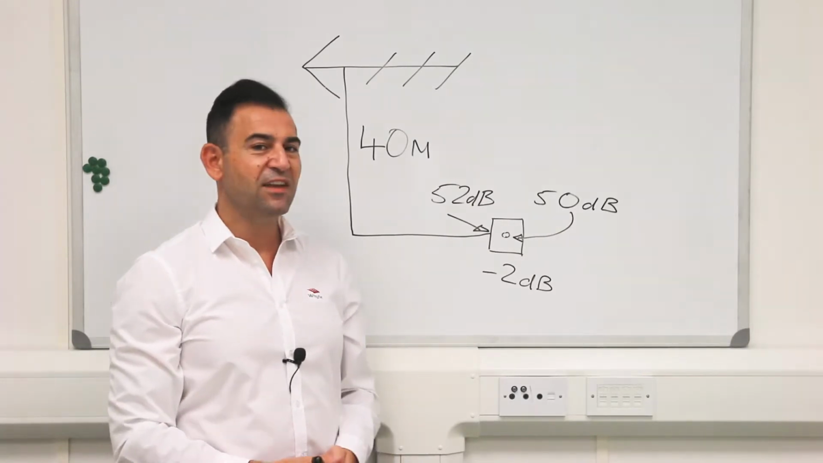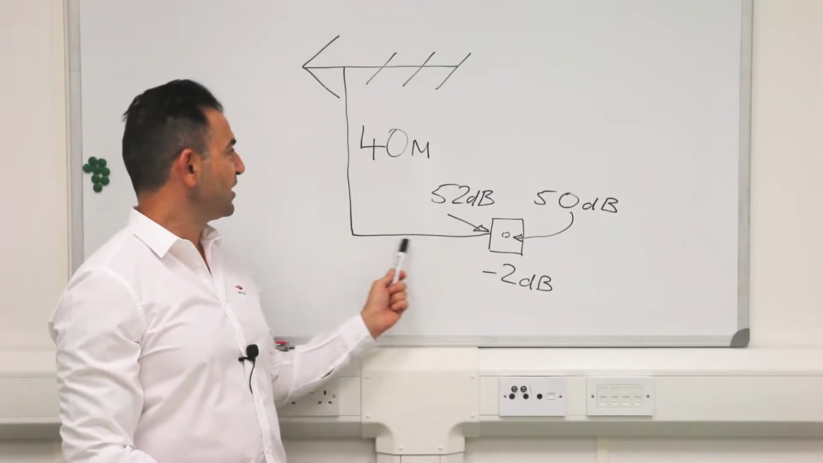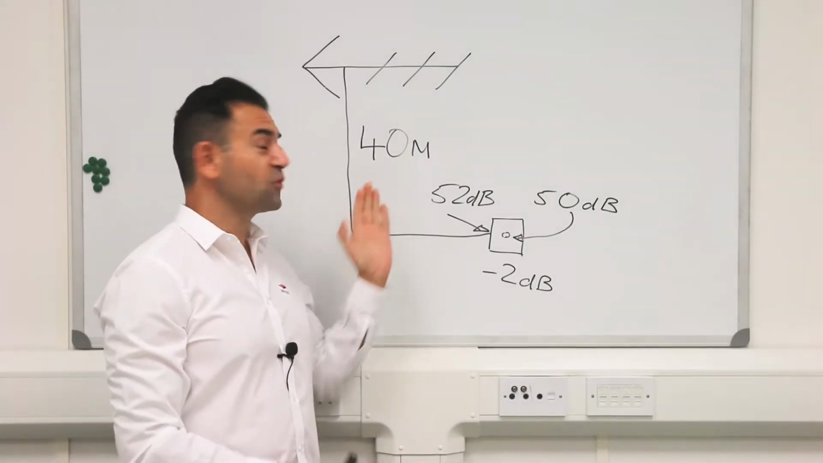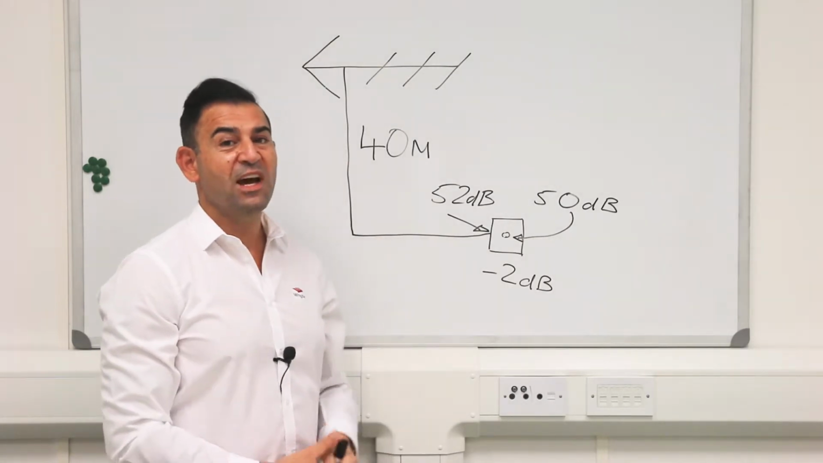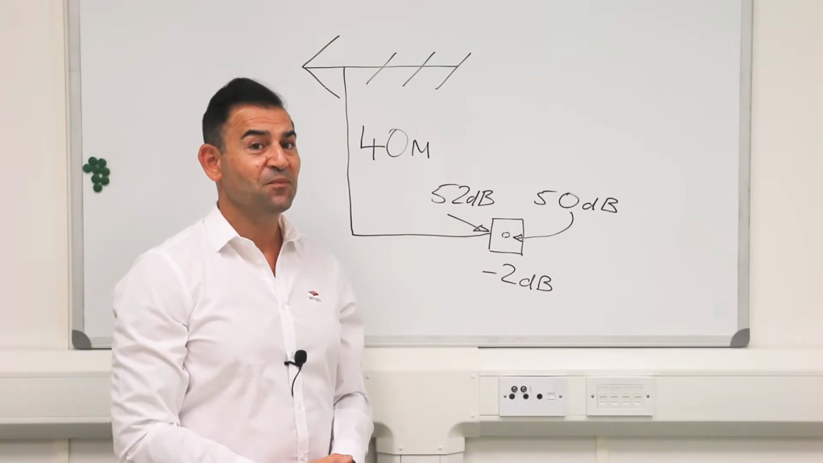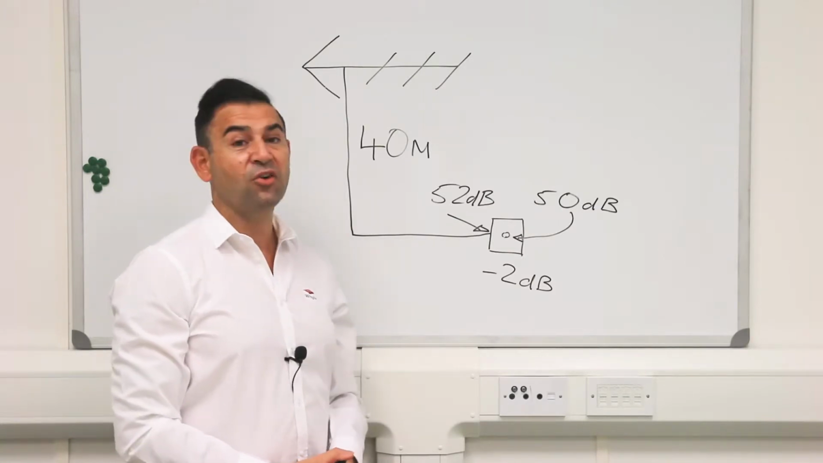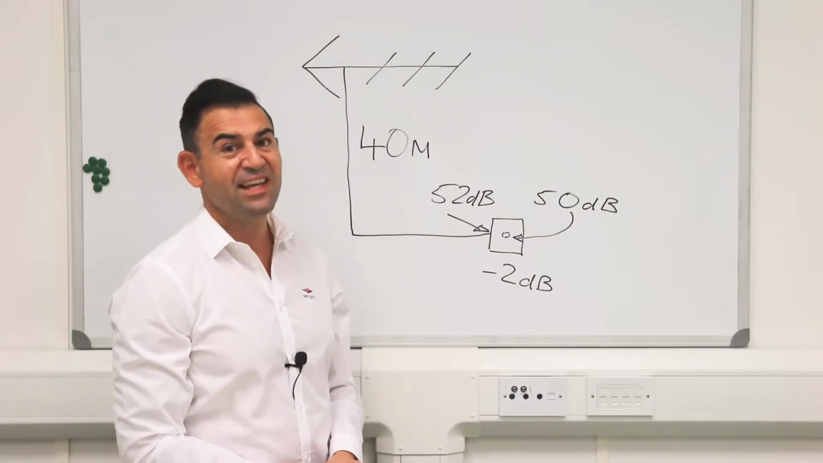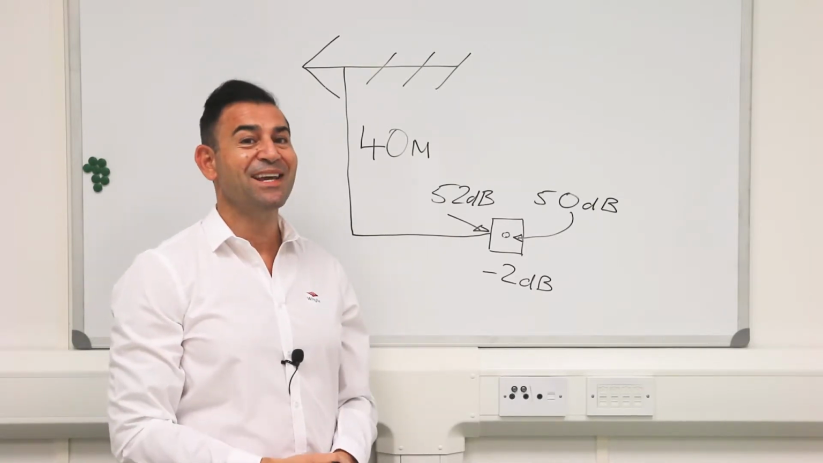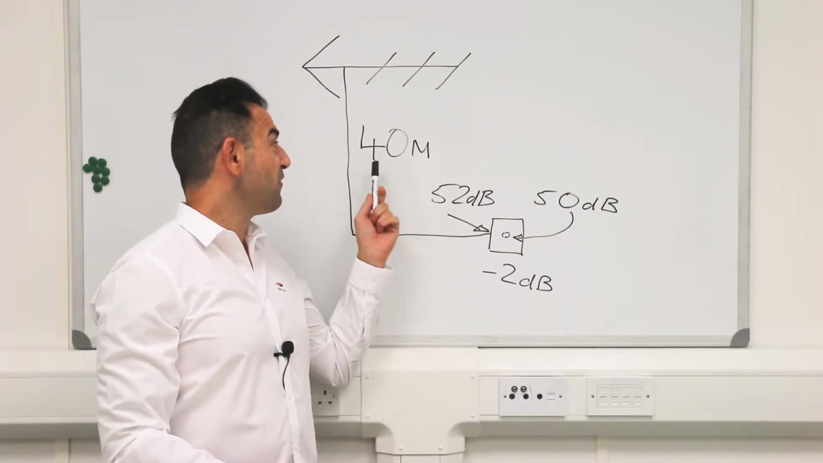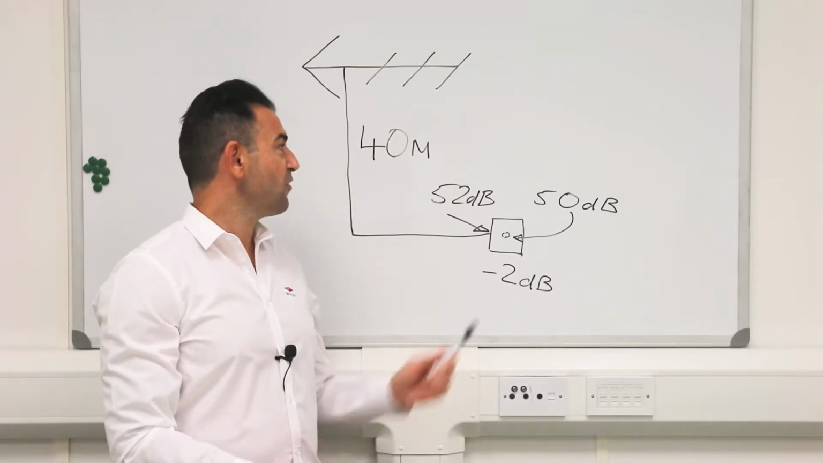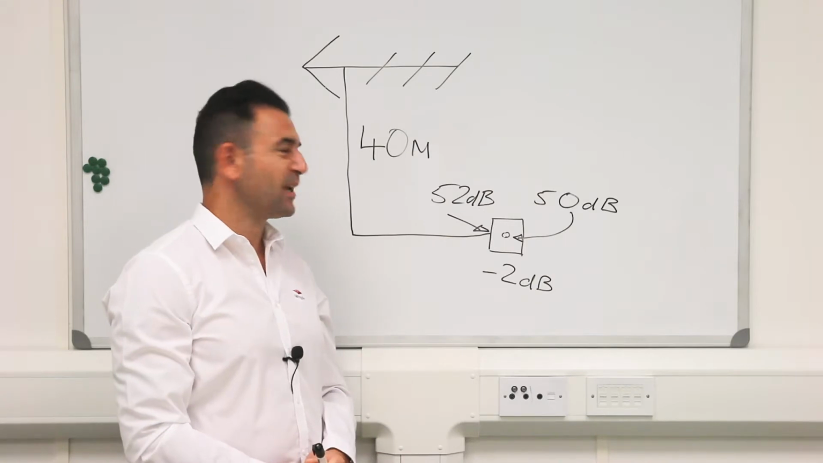Okay, let's look at the next level up, which is the coaxial cable itself. Now, I've got 40 meters of coaxial cable, and we saw earlier that the maximum loss on terrestrial is 2 dB per 10 meters. So if it's 2 dBs per 10 meters and I have 40 meters, that must mean that my loss over 40 meters is going to be 8 dB.